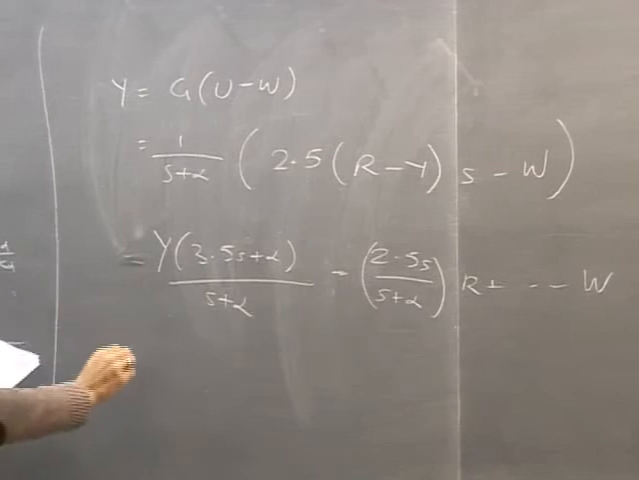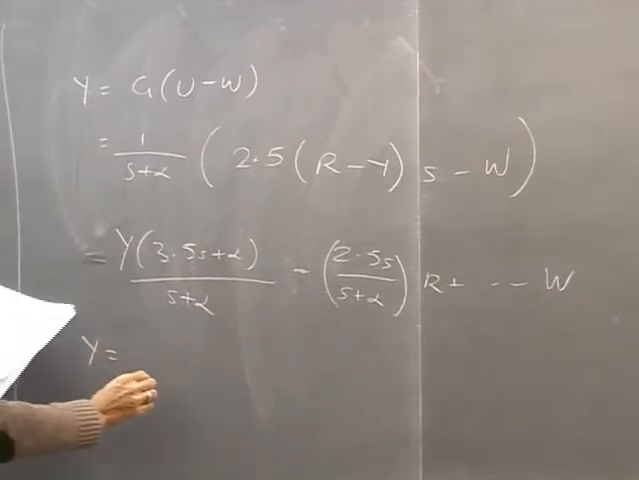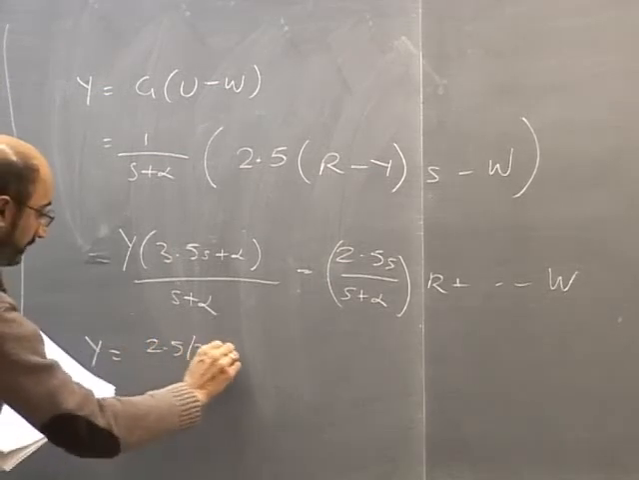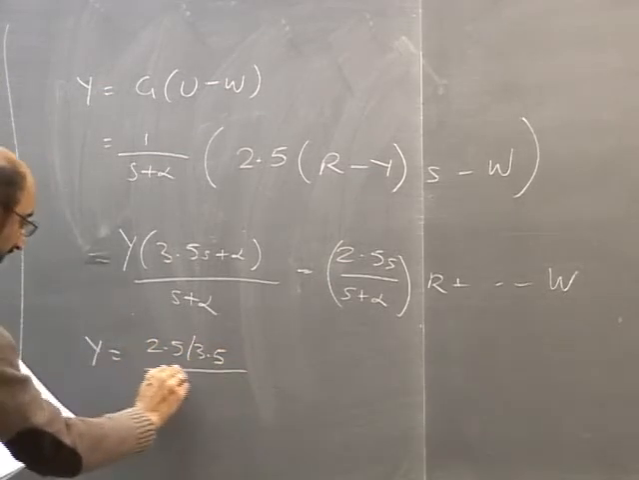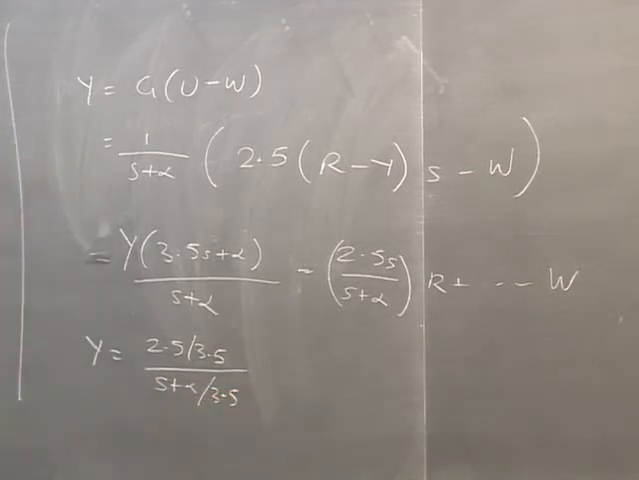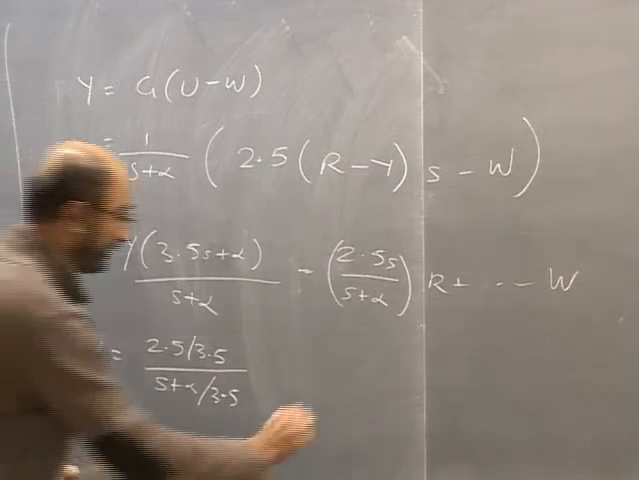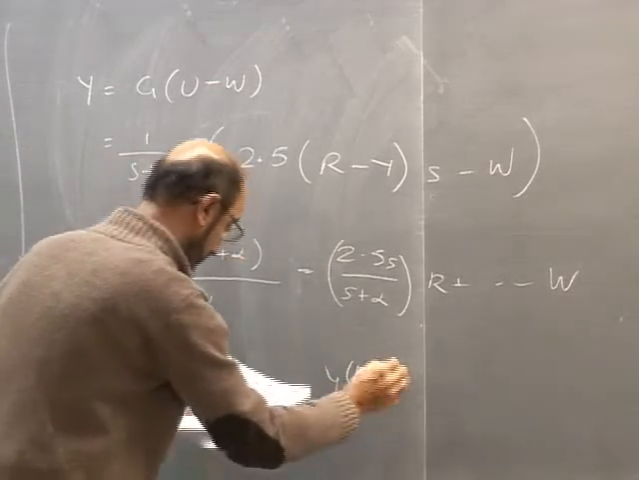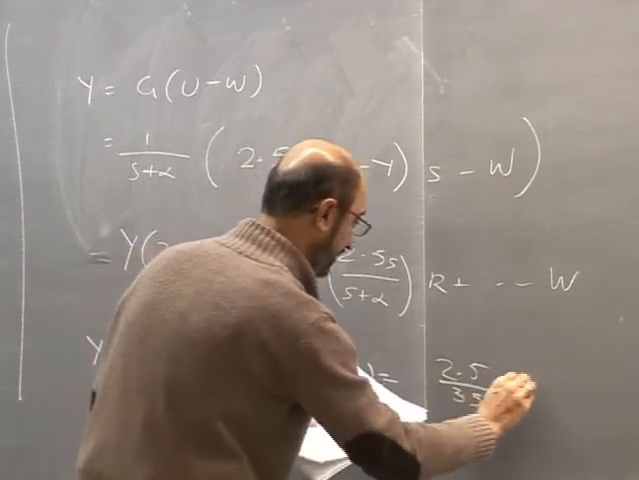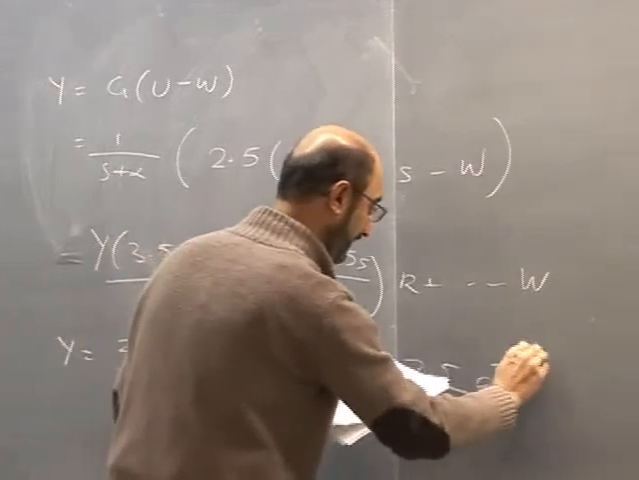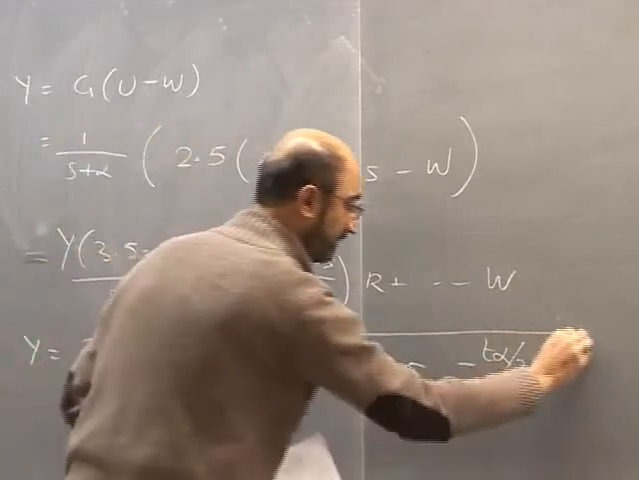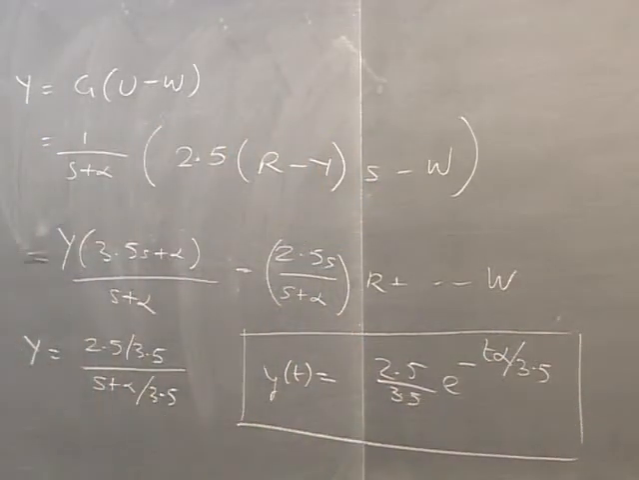When you set that to 0, we get y equals 2.5 by 3.5 over s plus alpha by 3.5. Okay, and then when you take the inverse transform, we get y(t) equals 2.5 by 3.5 e to the minus t alpha by 3.5. So this is really the solution that I'm looking for.